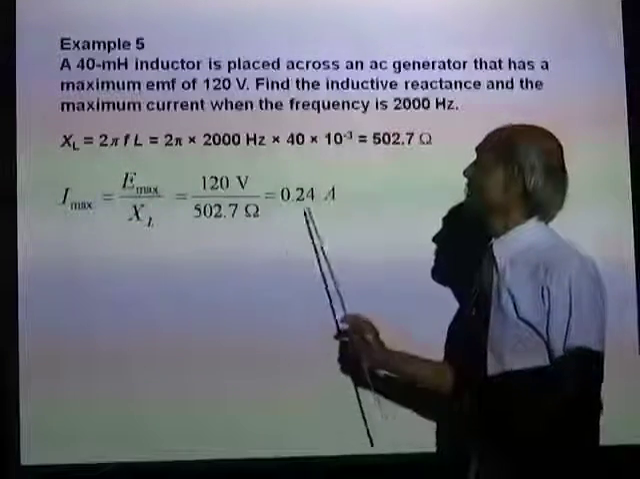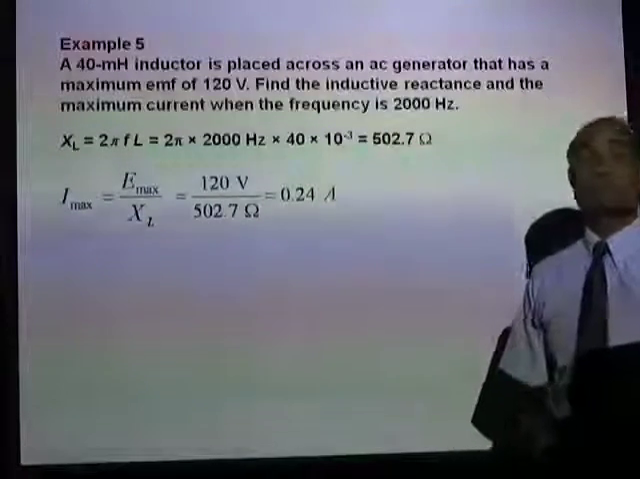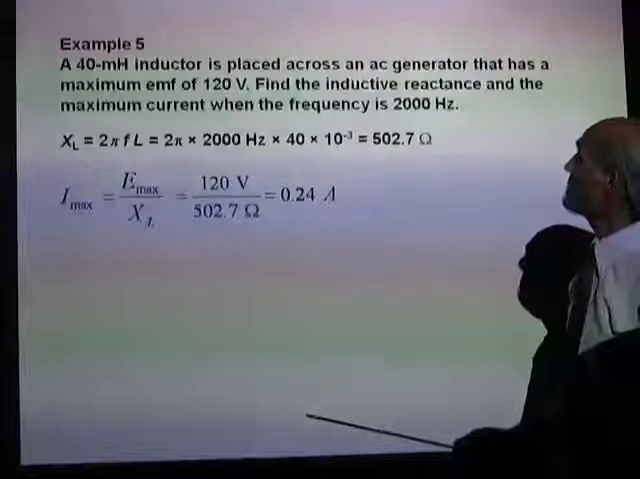Calculated, and that will be 0.24 ampere is the maximum current. Well, that was a very simple problem. Let's now look at the LCR circuit. What does LCR stand for? We have an inductor, capacitor and a resistor all combined in one circuit, an LCR circuit.